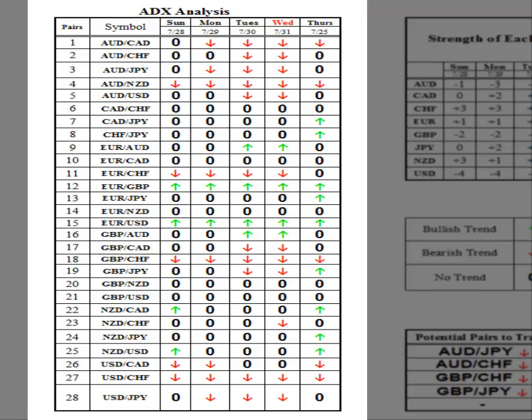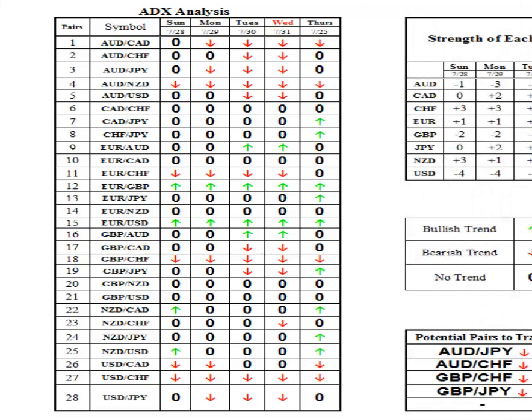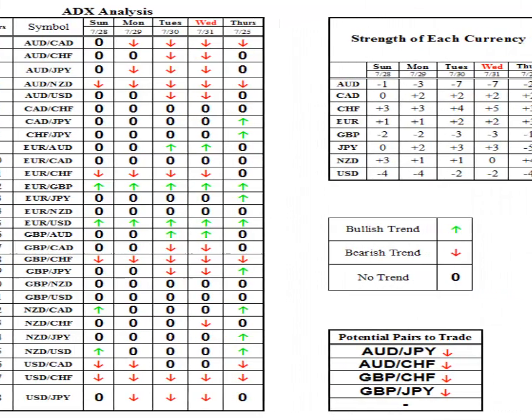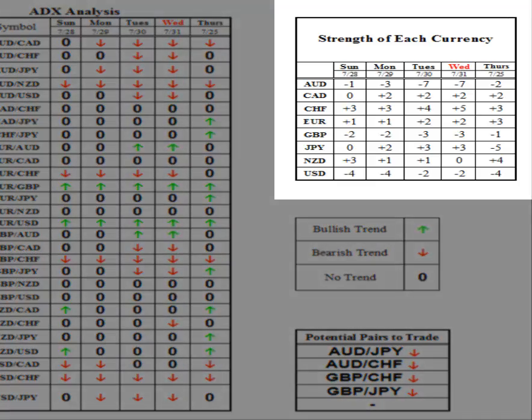If it's red, it means there isn't a trend, so we'll put a 0. If it's green and the price is increasing, we'll put a green up arrow. If it's green and the price is decreasing, we'll put a red down arrow. We take the results of the ADX analysis and we calculate the strength for each of the 8 currencies.